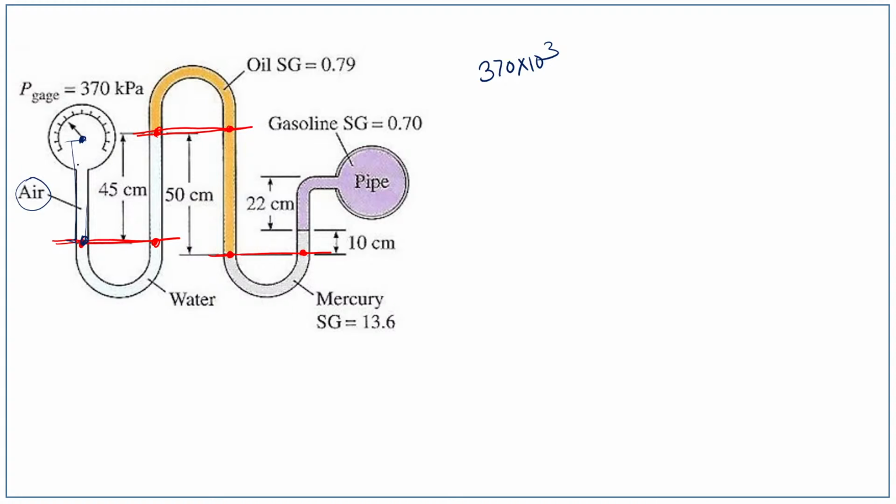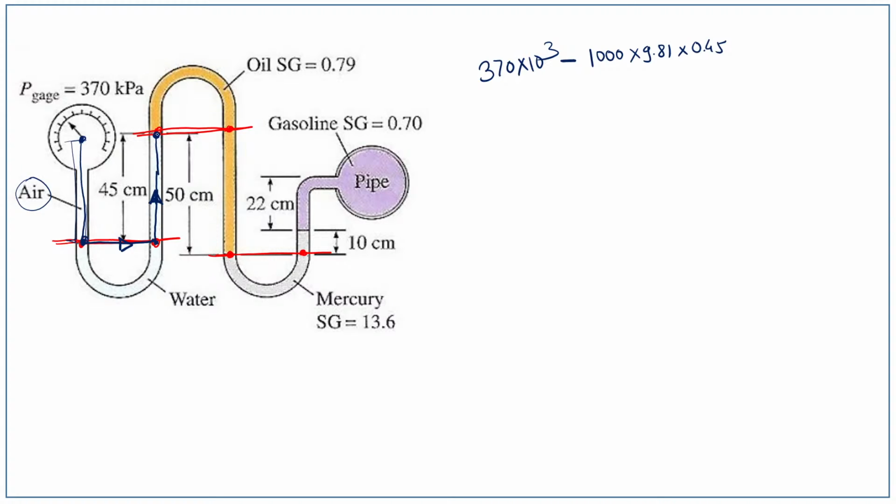Whatever the pressure at this point, same pressure is there at this point. Now from this point we are moving in upward direction. As we are moving in upward direction, pressure goes on reducing, so that's why we have to put minus sign. Then density of this fluid, that is water, we can write as 1000 into g, that is 9.81, into height 45 centimeter, that is nothing but 0.45 meter. So that is pressure up to this point.